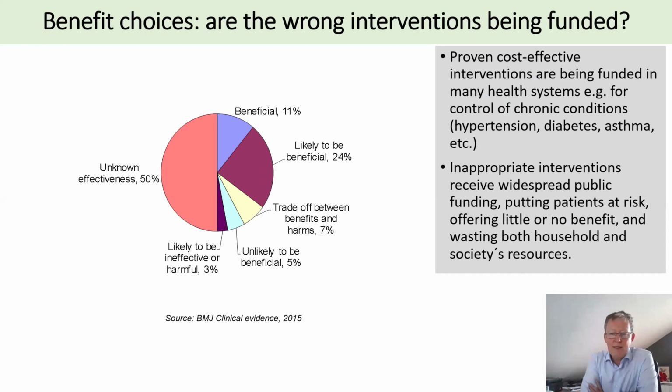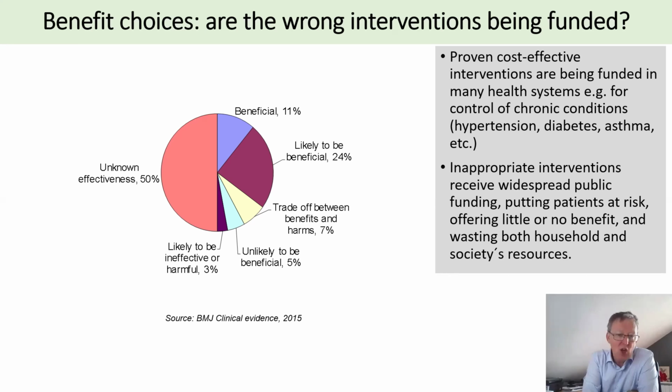Right, let's have a look at what we've got on this slide. Benefit choices. Are the wrong interventions being funded? So the chart on the left is taken from BMJ Clinical Evidence. It's a little bit old now. It's only done periodically, but it does reflect global practice, right? So it's not just higher income countries, for example. And it's basically looking at the clinical evidence that underpins services that are being funded in a number of countries around the world.